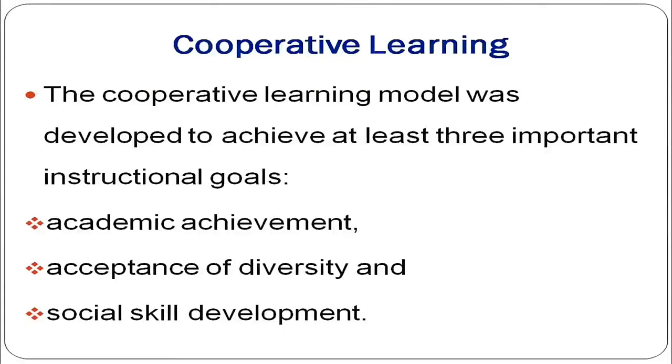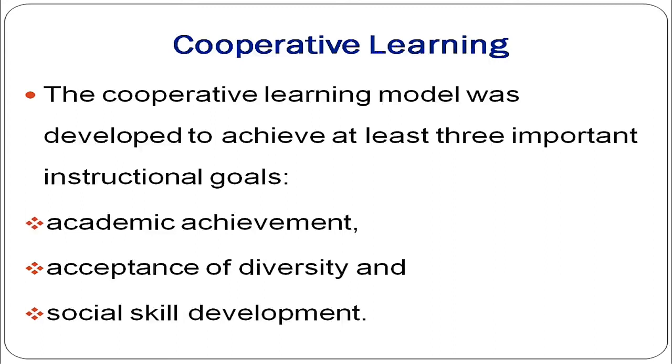Now we move towards cooperative learning. Next student friendly method is cooperative learning. This is also a student centric method where the students work together. This learning model was developed to achieve at least 3 important instructional goals. First of all, academic achievement, acceptance of diversity, and social skill development. It gives opportunity to the learner to achieve the academic target on their own.